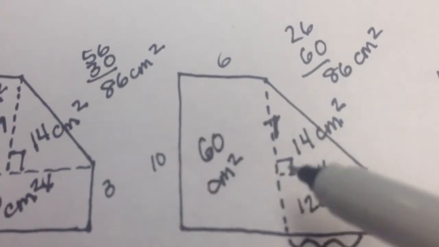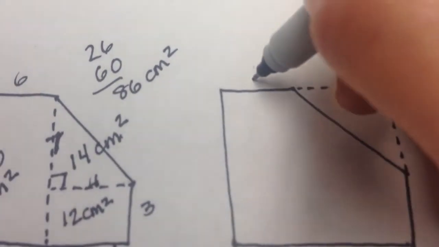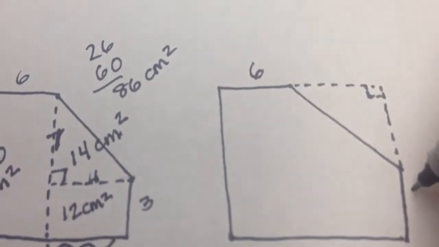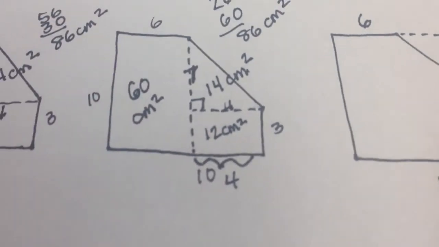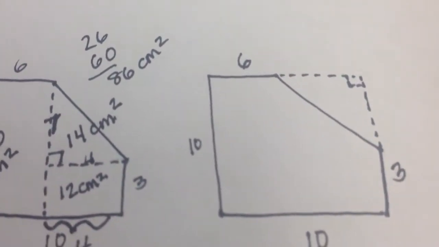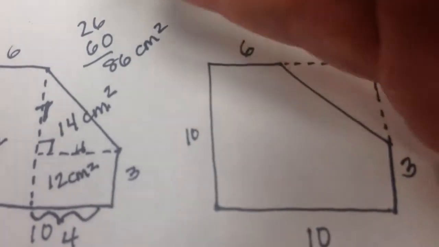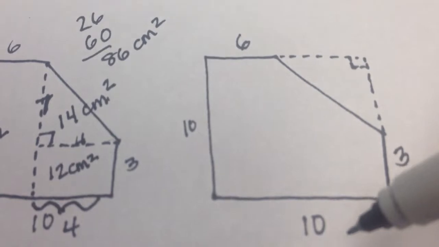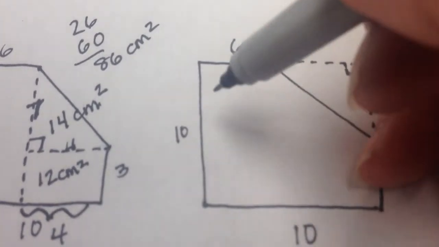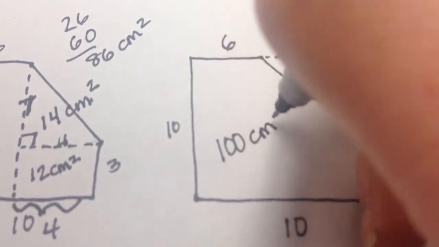Okay, I still don't get it, Mrs. Van Zalen. I can't cut that up. Okay, here. How about this one? Remember, this was 6. This is 3. This is 10. And this is 10. All right, so what if I say to myself, why don't you just add a corner here, and then we can clip it off in our math. So let's just say I can do that. So let's say this whole square would be what? 10 times 10. That would be 100 centimeters squared.